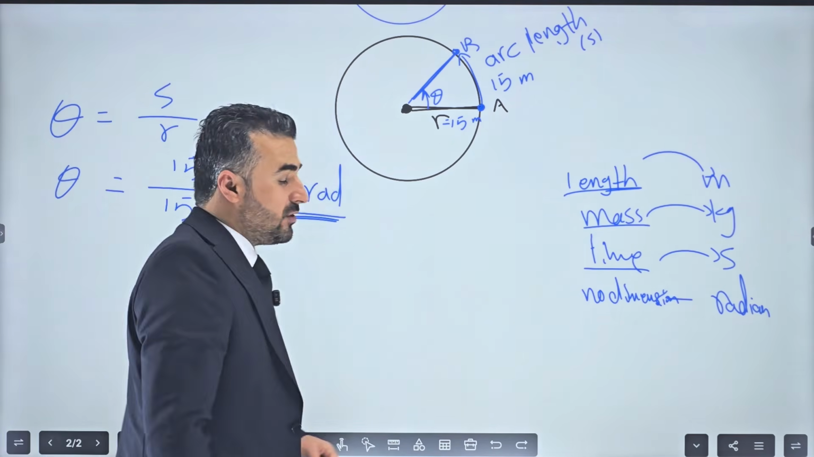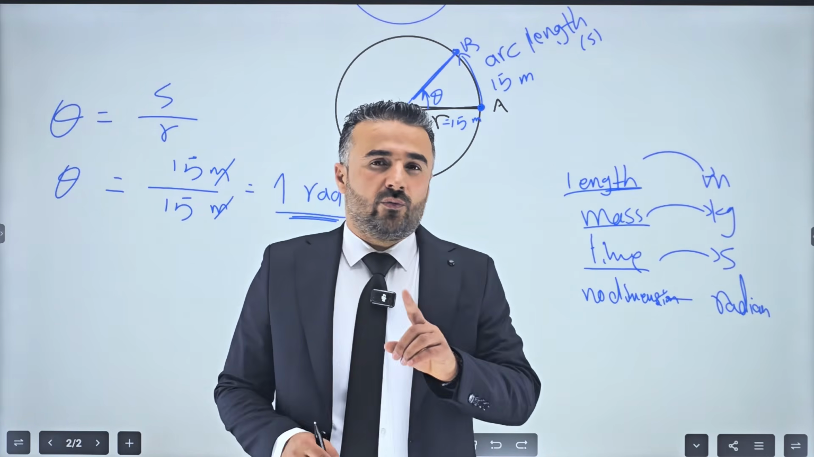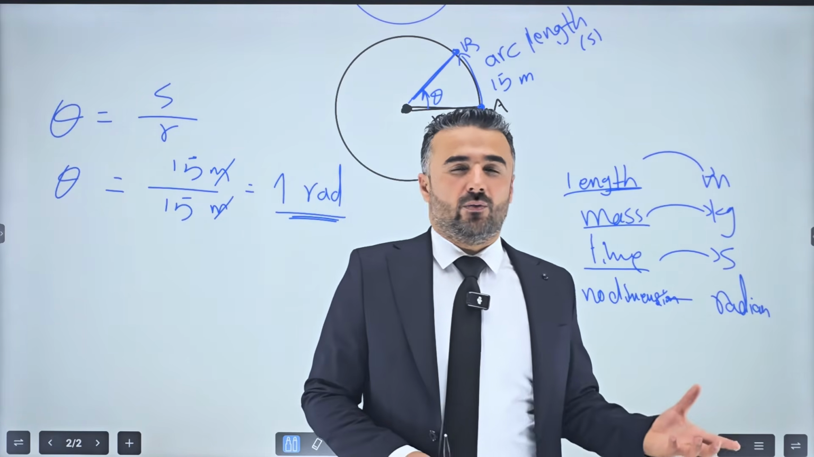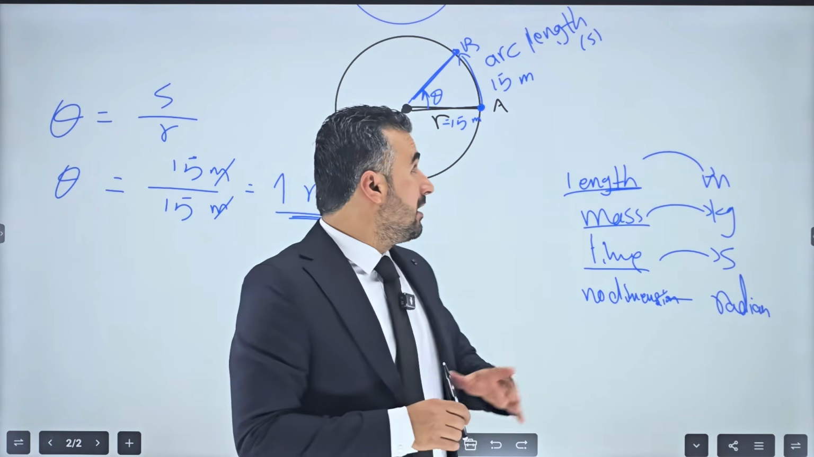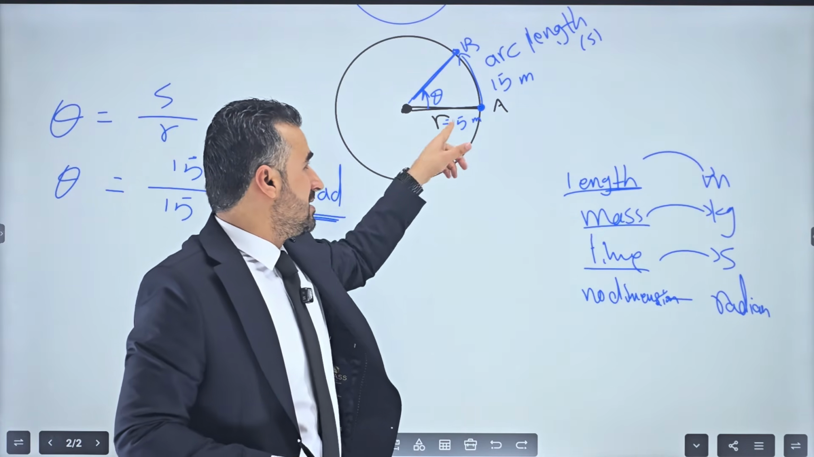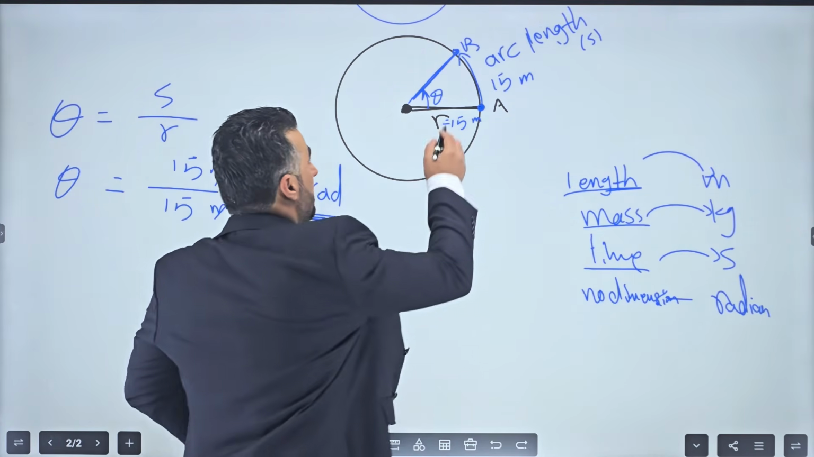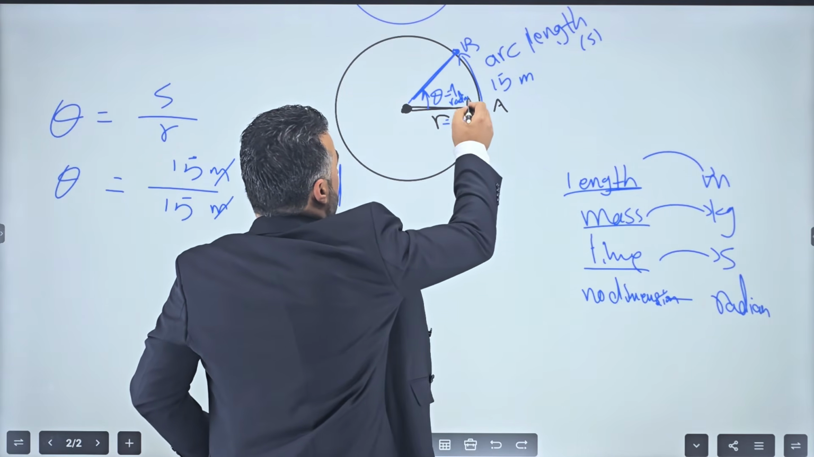Now, of course, we can use this as a definition of radian. What is exactly 1 radian, or how can you define 1 radian? We can get 1 radian if the arc length is equal to the radius, then the angle that we get is equal to just 1 what? 1 radian, and that's it.